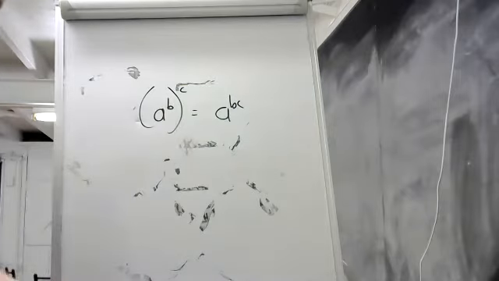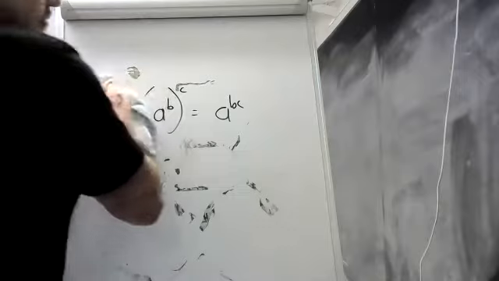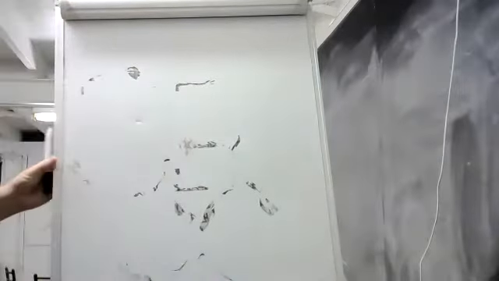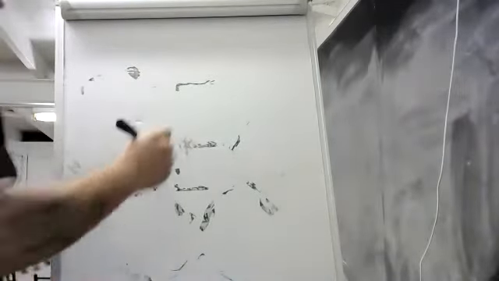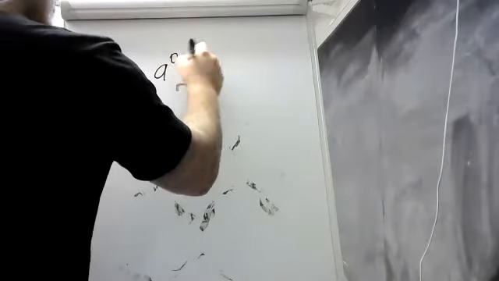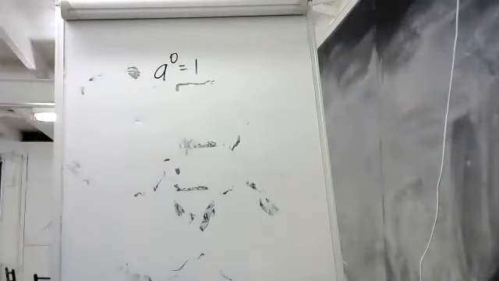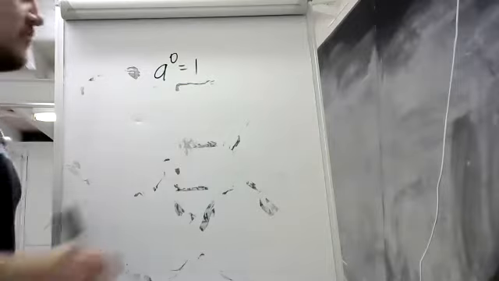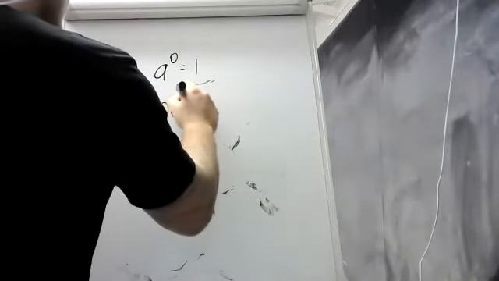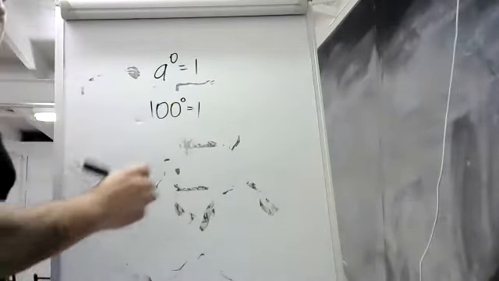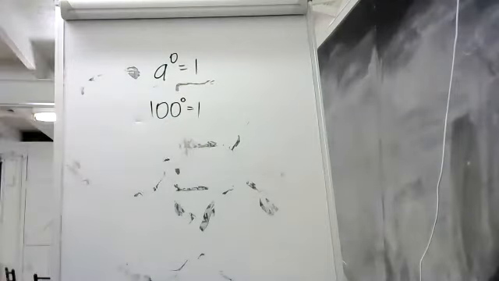What about to the power of 0? It always equals 1. Should always equal 1. So a to the power of 0 is 1. Anything to the power of 0. 100 to the power of 0 equals 1. X to the power of 0, doesn't matter.